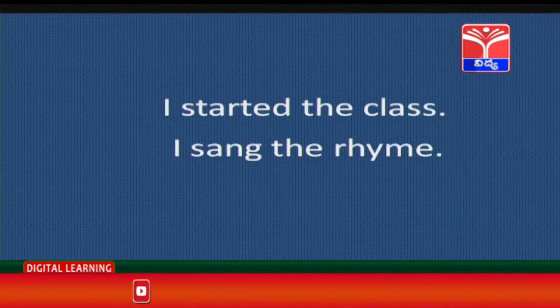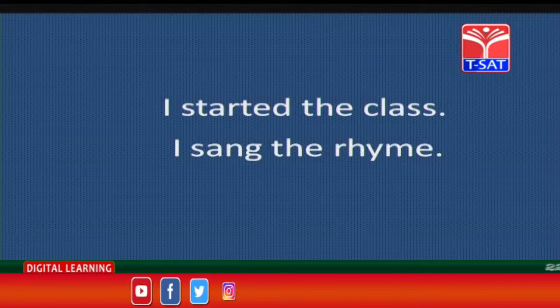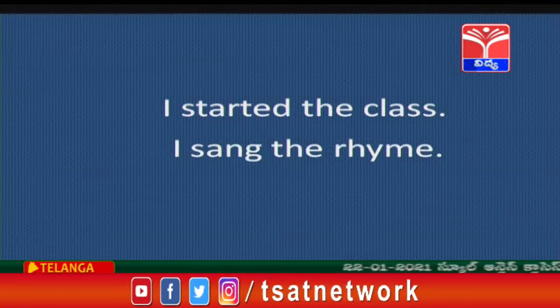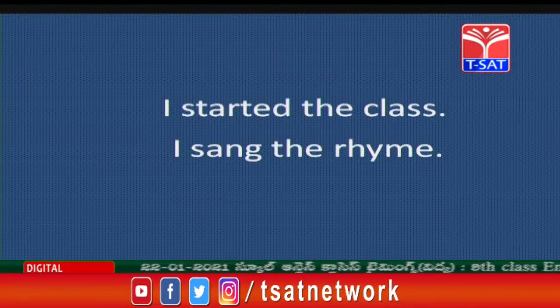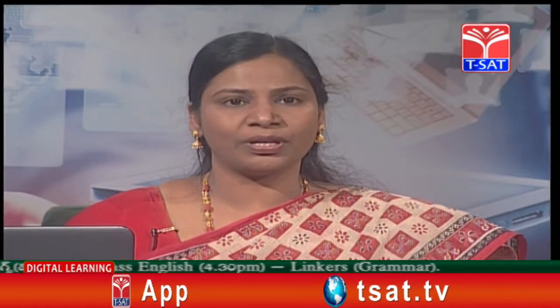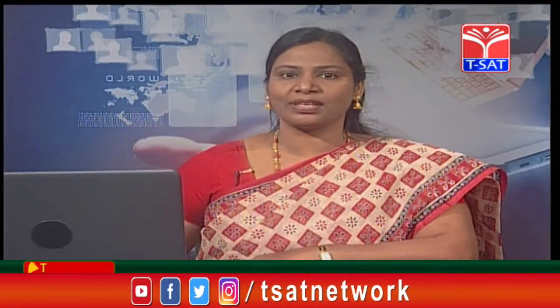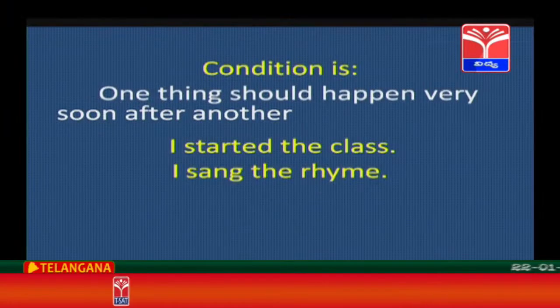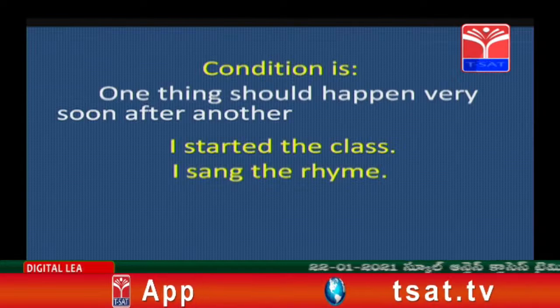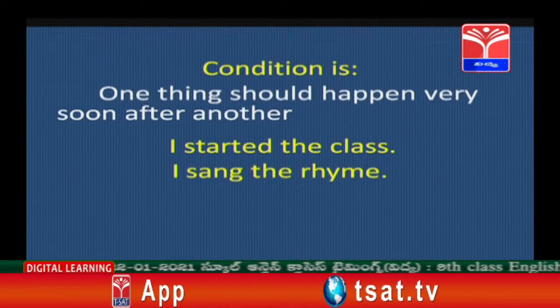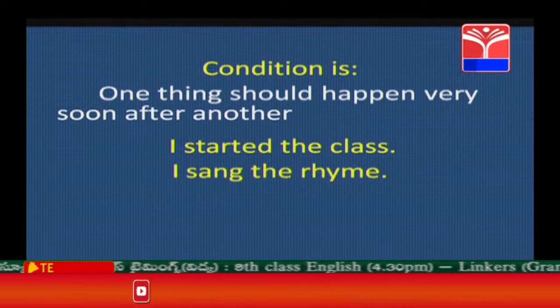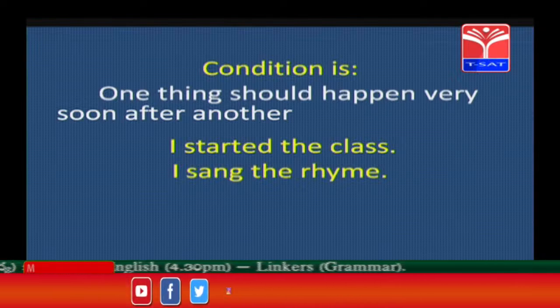Now, let us look at the following sentences, children. I started the class. I sang the rhyme. We can combine these two sentences with and. But do you know, children, that there are other ways to combine these two sentences? Oh, do not worry even if you do not know, because I am there to tell you. There is one condition, and that is, one thing should happen very soon after another. I started the class. I sang the rhyme.